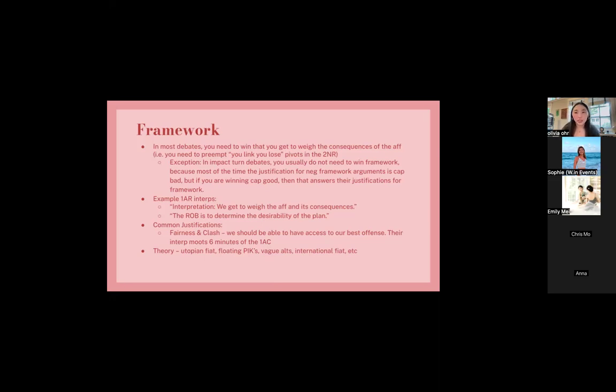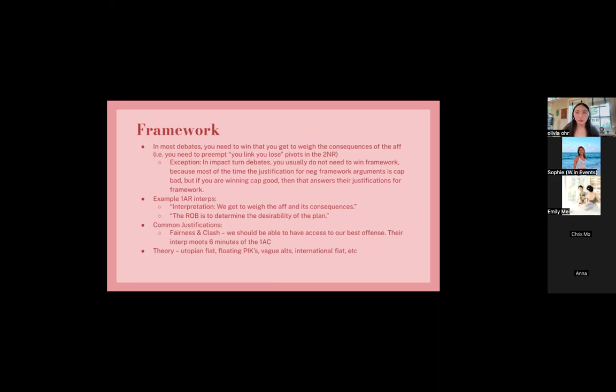Next, there's floating PICs. A floating PIC is when the alternative results in the plan. So if the alternative is socialism, a floating PIC would be socialism and a living wage, which would be unfair because it gets rid of all the AFF's offense, and you cannot garner a deficit against the alternative if it just does the AFF. The next thing is vague alt.